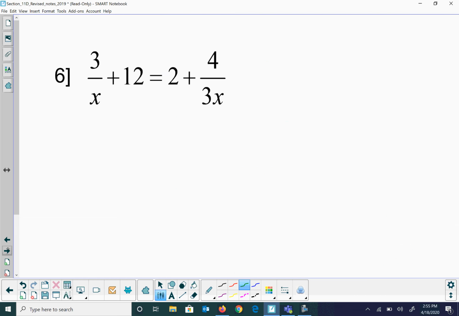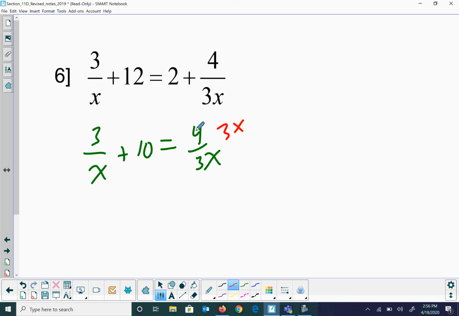So now we get to one where we can't cross multiply. So a couple things on this. I could create this. So all I did is I just subtracted 2 from both sides. So that's just one less step.